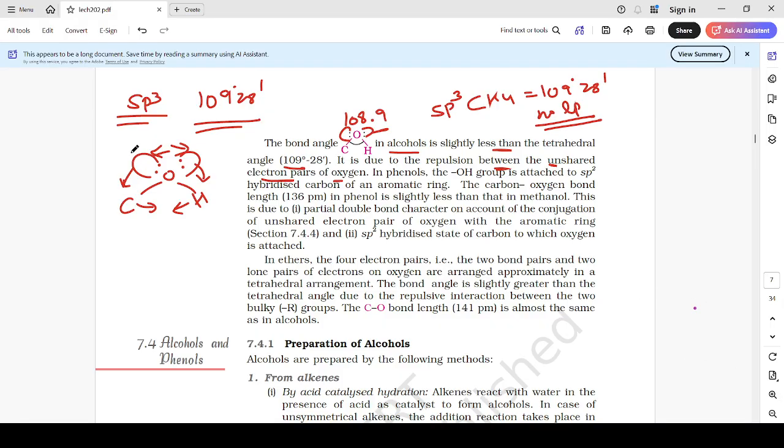Do you understand the concept here? These are repelling. Because of that, they want to move a little bit away. Since it is coming, this carbon also tries to go a little bit inside to provide the space for this lone pair. That's the reason it is not 109 degree, instead it is 108.9. Okay, yes, ma'am. Let us consider phenol here.